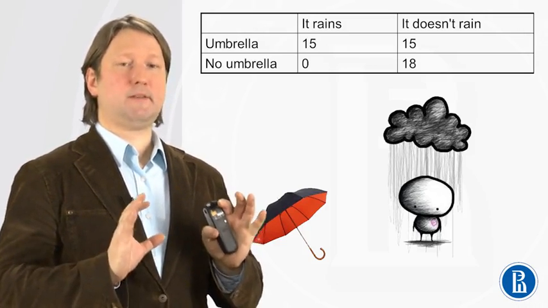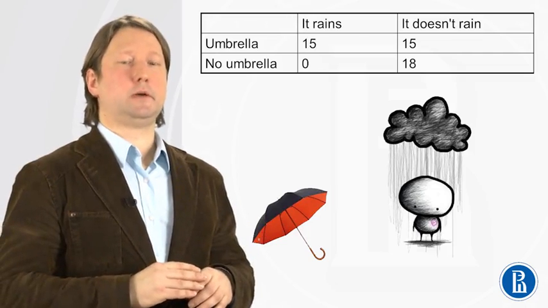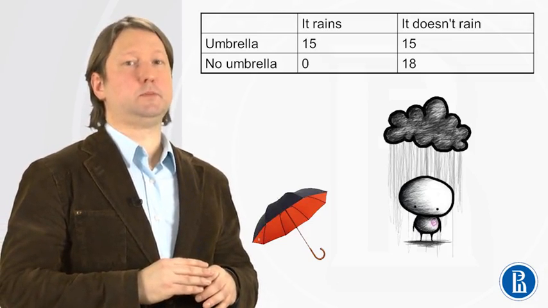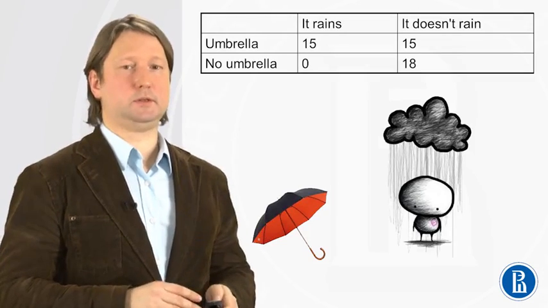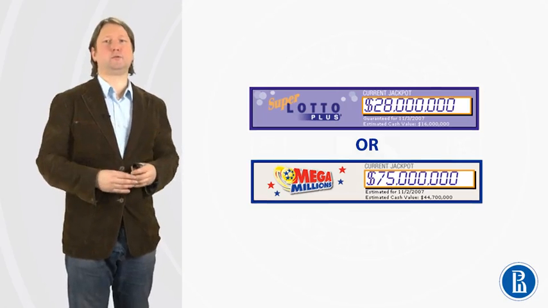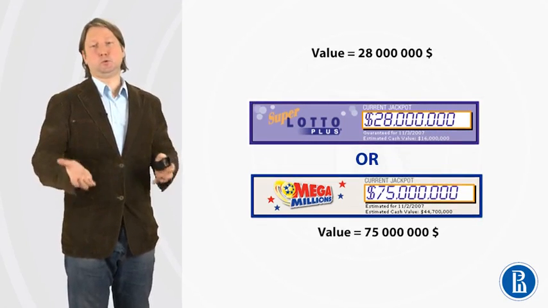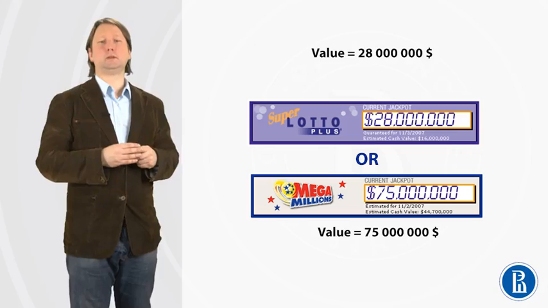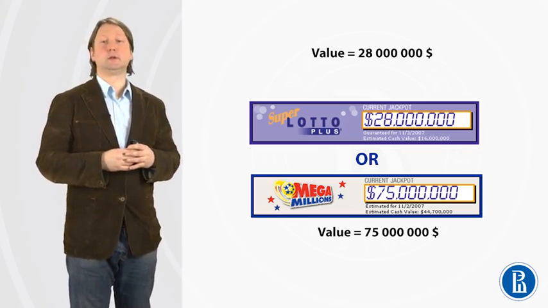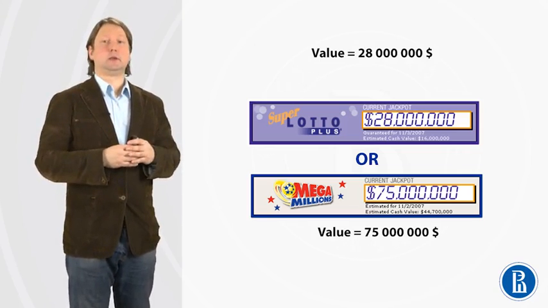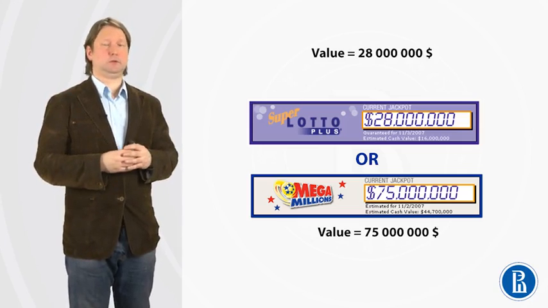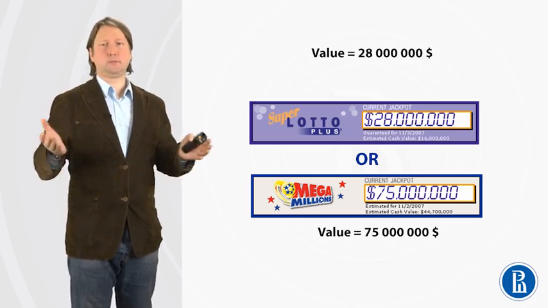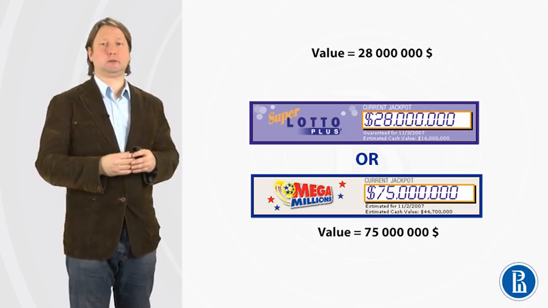But the values or utilities of outcomes are not the only aspects of our decision making that affect our decisions. For example, if I offer you for free to select between two lottery tickets, in one lottery ticket you can win $28 million. In another lottery you can win $75 million. Which lottery ticket would you take for free? Perhaps most of you will take the second lottery ticket.